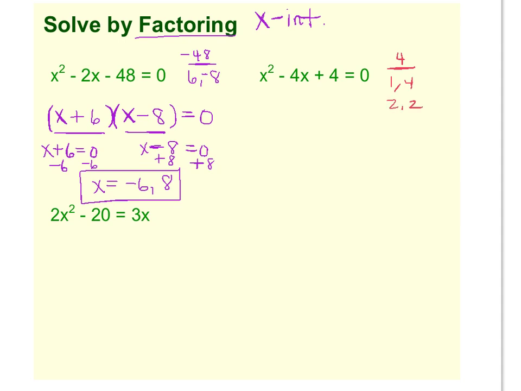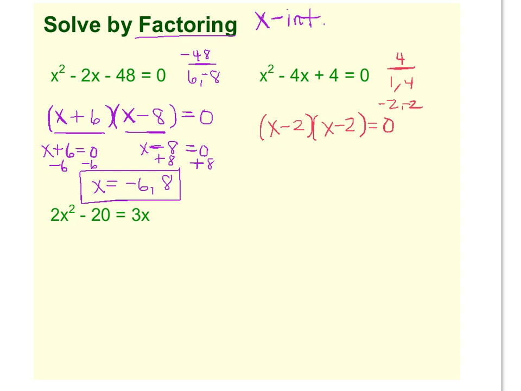Well, that makes me look at the 2 and the 2. 2 times 2 is 4, but 2 plus 2 is a positive 4, and we need it to be a negative 4. So what we'll look at is what if both of these are negative? Negative 2 times negative 2. Well, negative 2 times negative 2 is positive 4, and if you add those, you get the negative 4. So we will factor this with a negative 2 and a negative 2 equals 0. So we factored it. Now we'll do the solving piece.